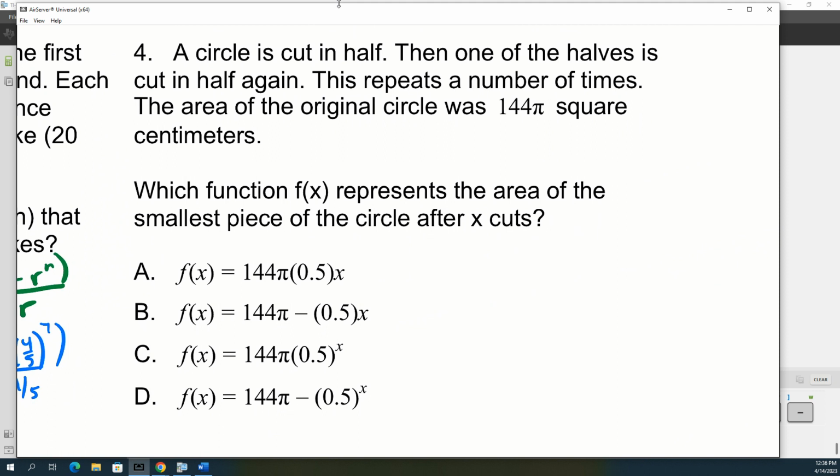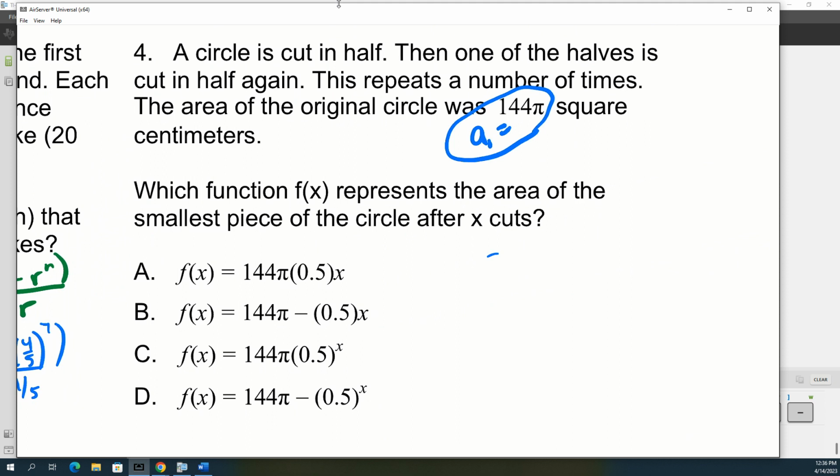Number 4 is also an equation that is on the reference sheet. So a circle is cut in half, and then one of the halves is halved, and then halved again. They just keep finding half of the circle. So this repeats a number of times. The area of the original circle is 144 pi. That's going to be a sub 1. We want a function that represents the area of the smallest piece of the circle after x cuts.